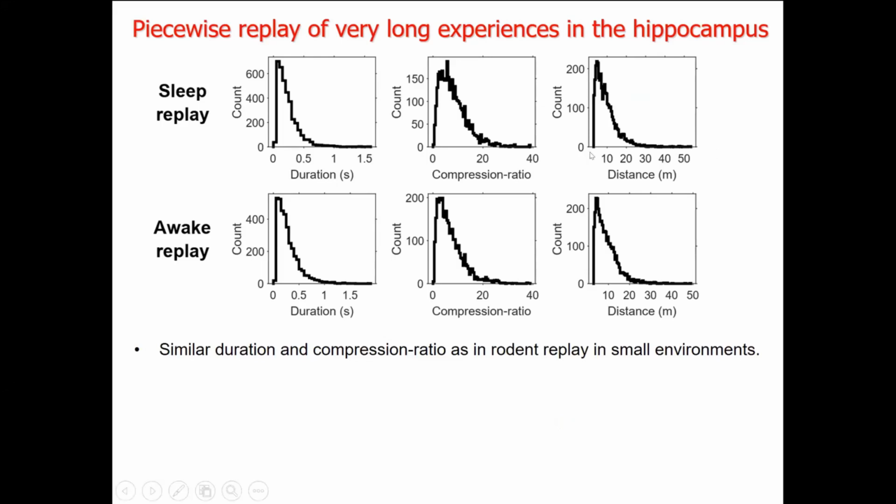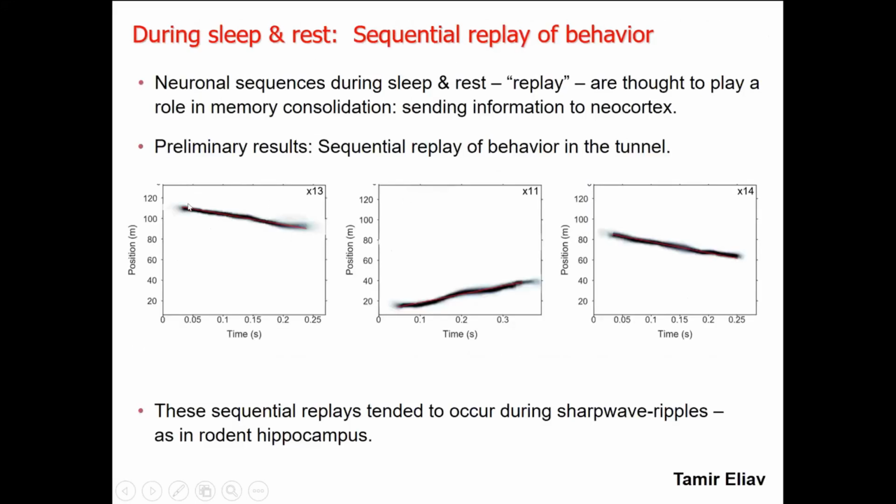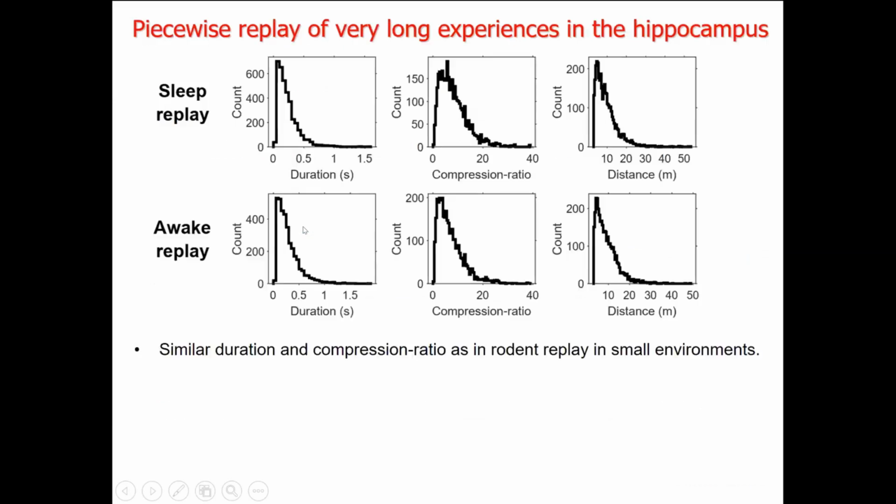What is different is that the distance of the replay is not 200 meters, but it's actually very short, about 10 meters on average, right? Rarely 20 meters. So these examples that I've showed you, where the replay is 20 meters, are actually a bit unusual, right? 20 meters is a bit of an outlier. Most of the replays are even shorter than that. So you have snippets of long experience. Now, of course, why is that interesting?